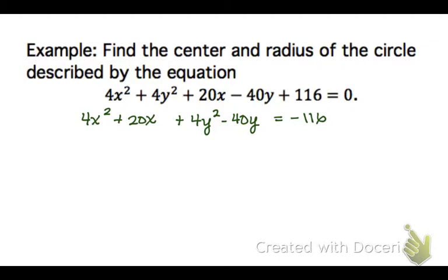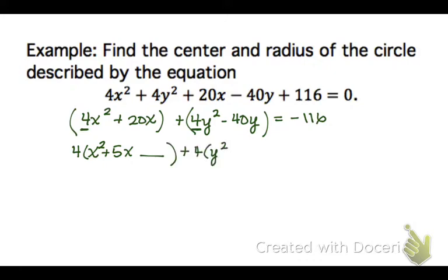But before we complete the square, we have to make this a coefficient of 1. So whatever is in front of the x squared and whatever is in front of the y squared has to be factored out of both of those terms, because it's the distributive property, working backwards. So we're going to factor out the 4 from both terms, and then we're going to leave this term here to complete the square. Same thing with 4y squared.